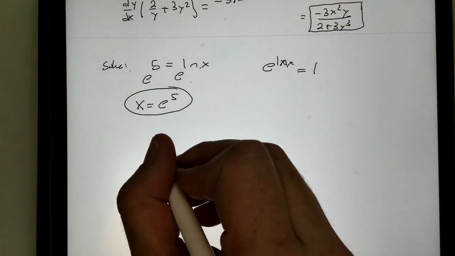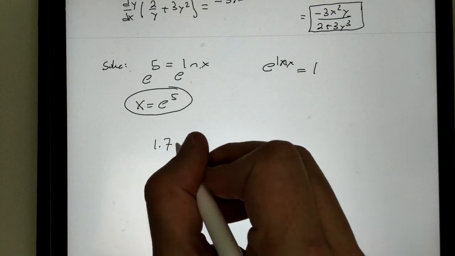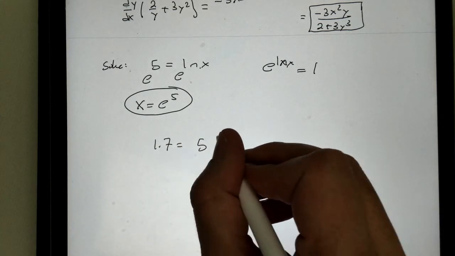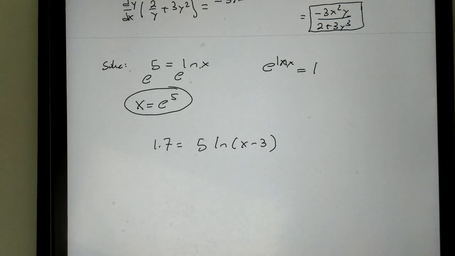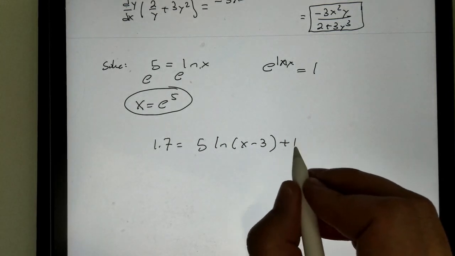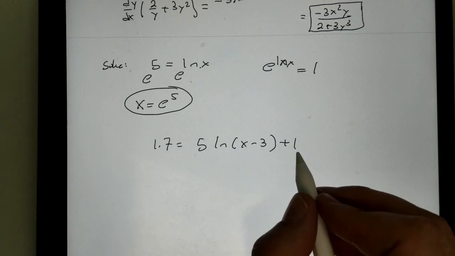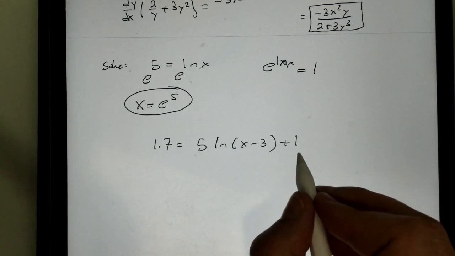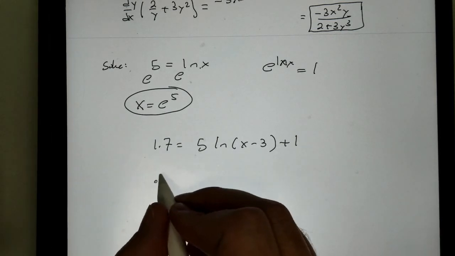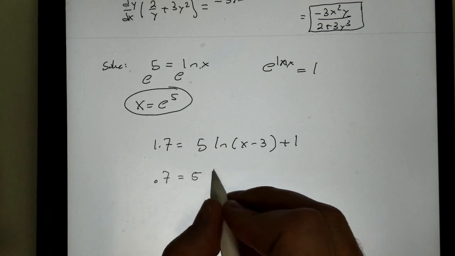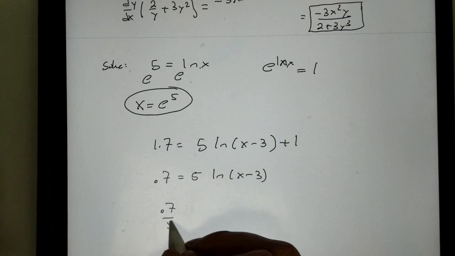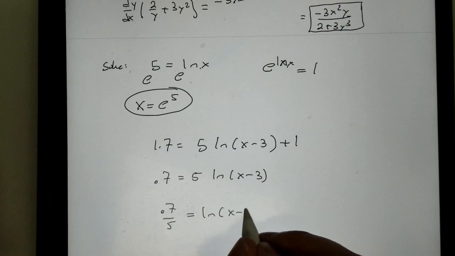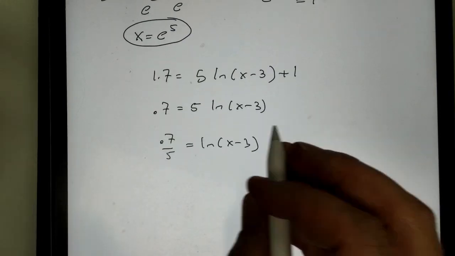I can make these harder. Let's say I did this as 1.7 equals 5 natural log of x minus 3, plus 1. Something crazy like this. Why not? I'm going to solve this. I'm going to bring this over. That's going to give me 0.7 equals 5 natural log of (x minus 3). Divide by 5: 0.7 over 5 equals natural log of (x minus 3). And now I'm going to exponentiate.